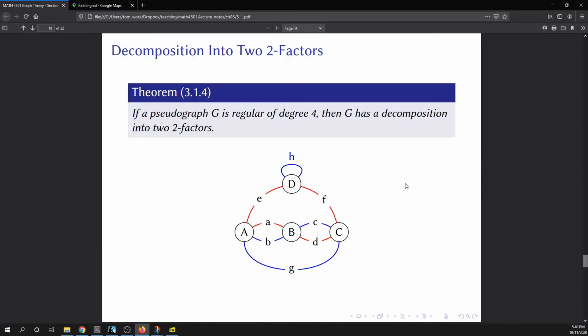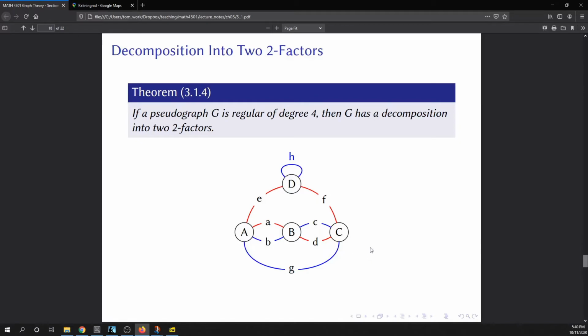The first one here says that if a pseudograph G is regular of degree 4, then G has a decomposition into 2-factors. And so remember, regular of degree 4 means that every vertex has degree 4. And then a 2-factor of a graph is a subgraph whose vertices all have degree 2. Okay, so here is an example of that. If you look, this graph here is regular of degree 4. Remember that the loop is counted twice.